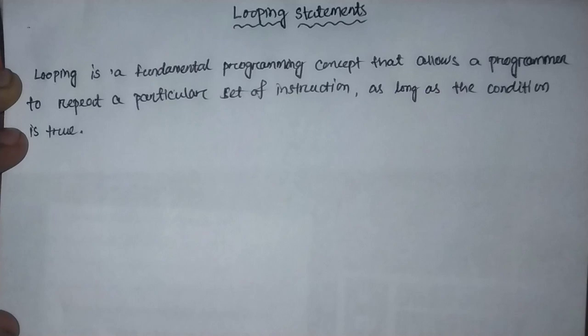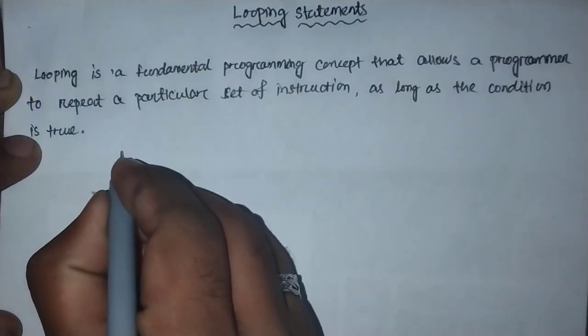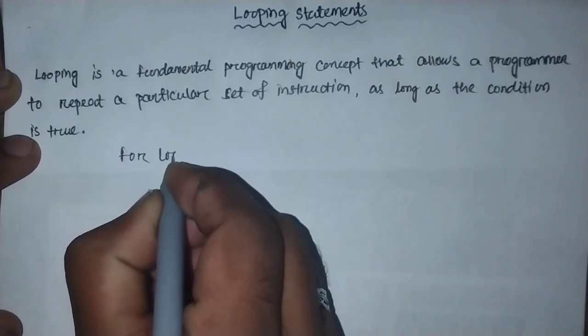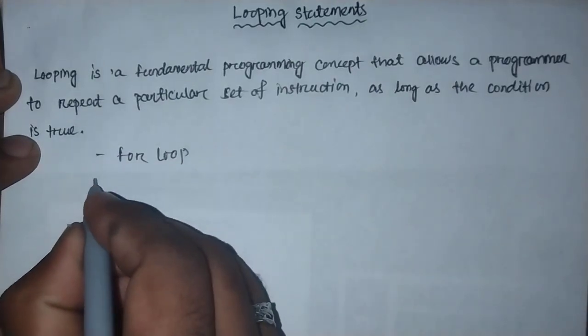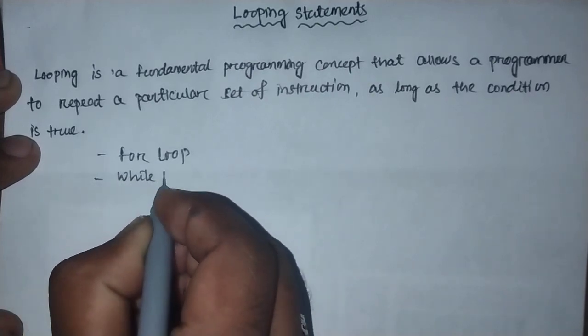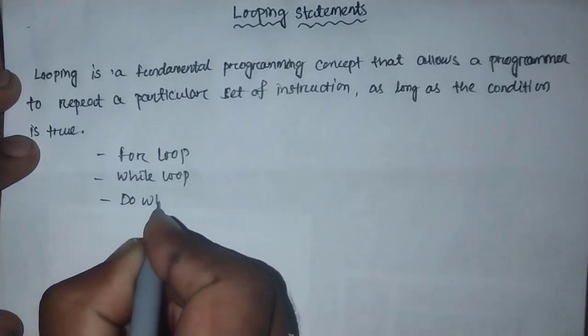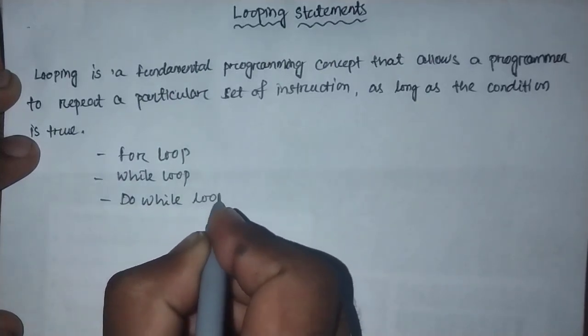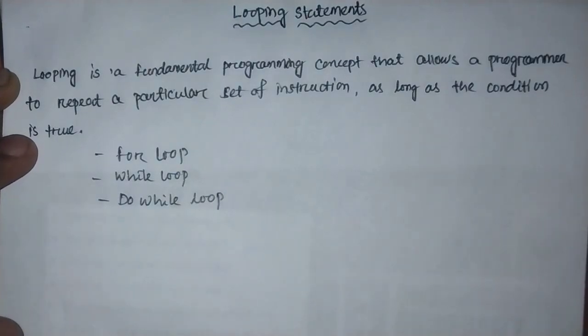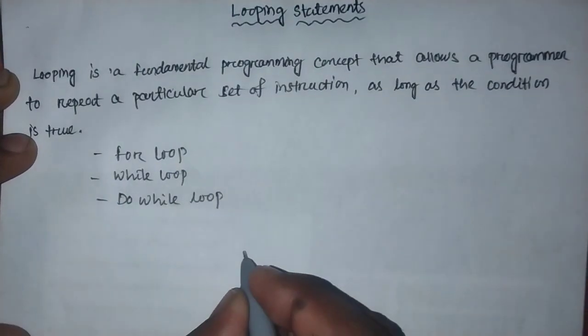A loop is a fundamental programming concept that allows you to execute a set of instructions repeatedly as long as a specific condition is true. There are mainly three types of looping statements. One is the for loop, the second one is the while loop, and the third one is the do while loop. Especially today we learn about the for loop only.